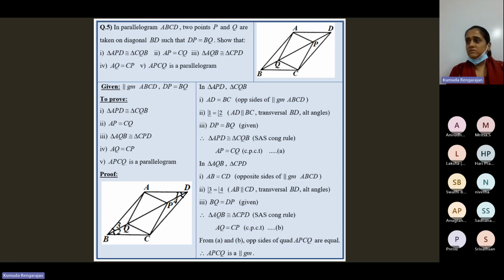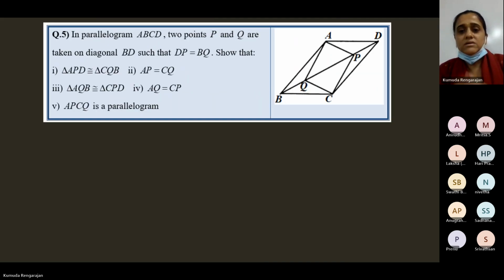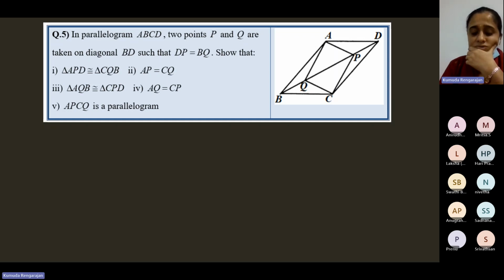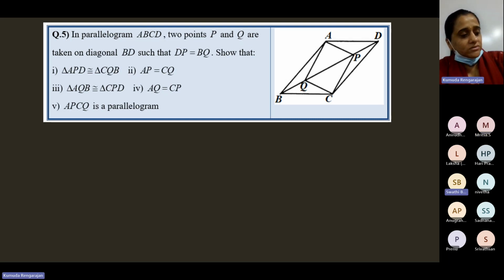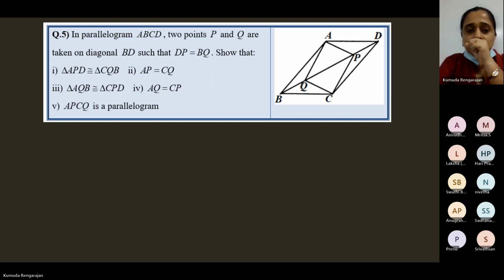Like I shared the images in the last class, I'll share the images. Understood this one? Online students, any questions? Yes, ma'am. No doubts, ma'am. Okay.